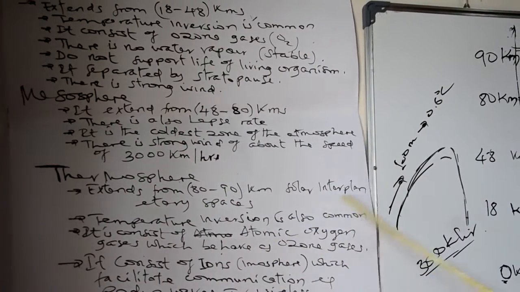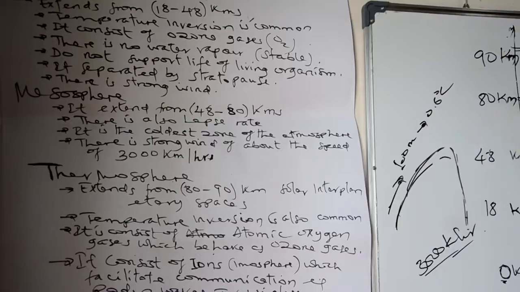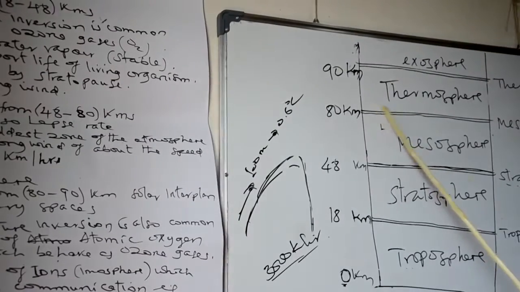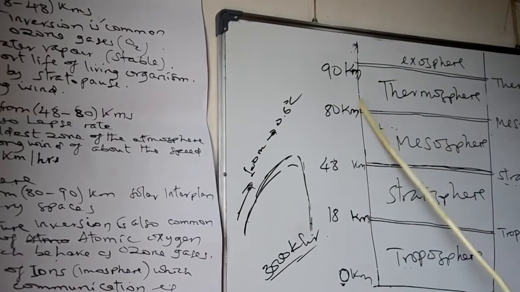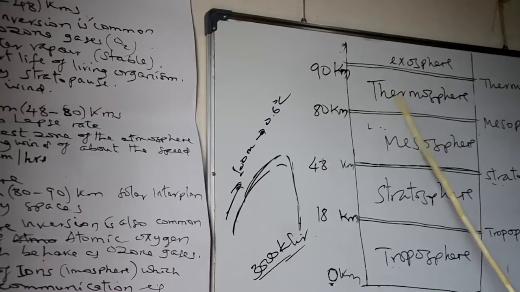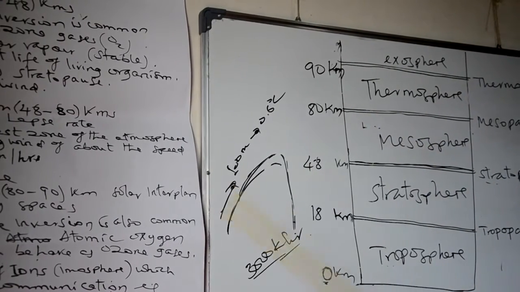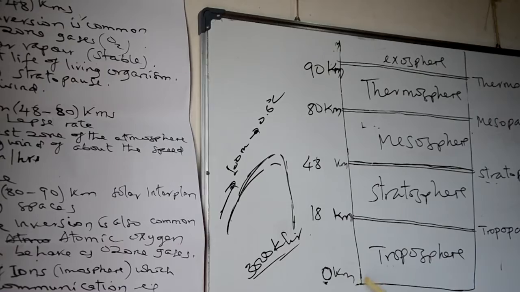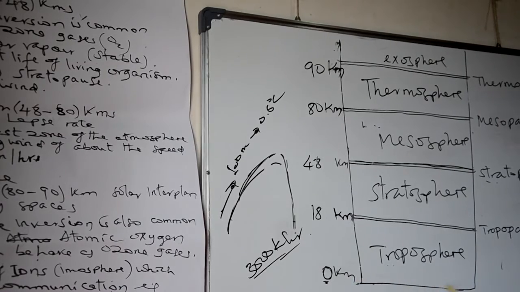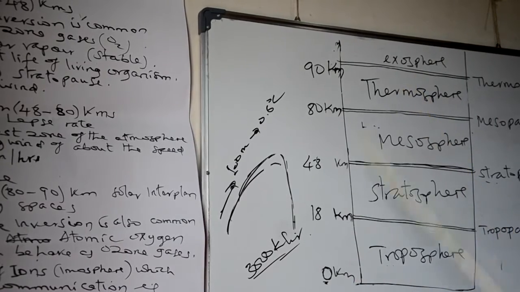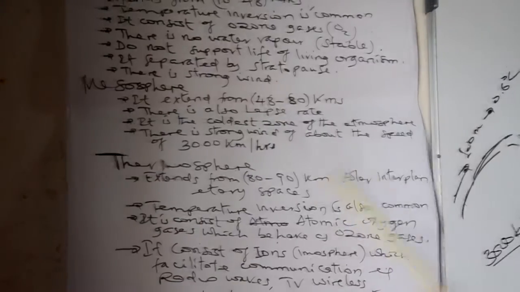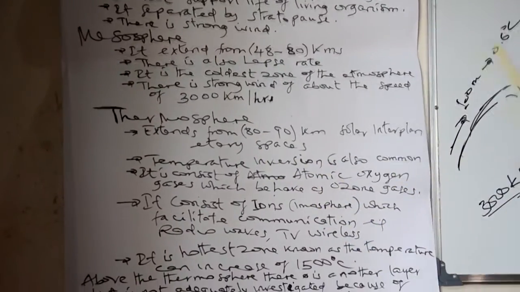Another characteristic is that it extends to the solar interplanetary space. In the thermosphere, this is the layer where the sun's interplanetary influence can be found. The sun rays which reach the Earth's surface come from this layer. Another feature of this layer is that temperature inversion is also common.